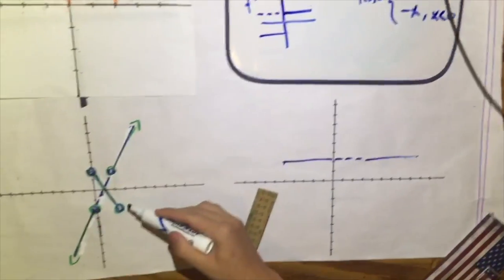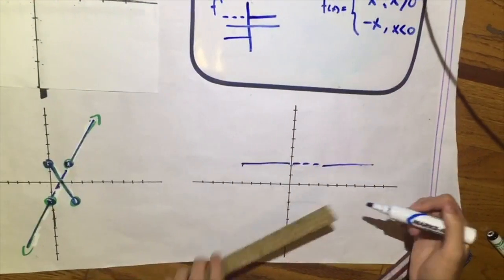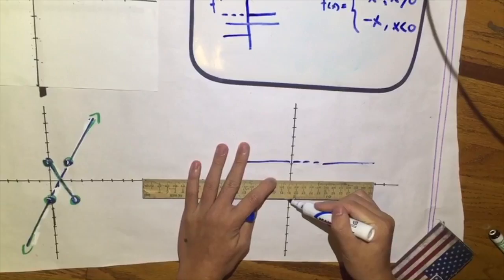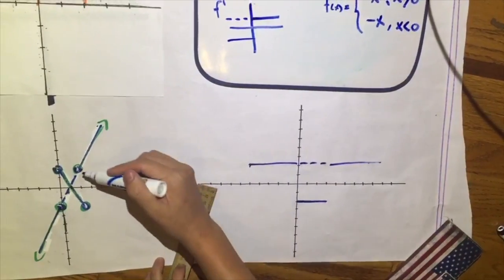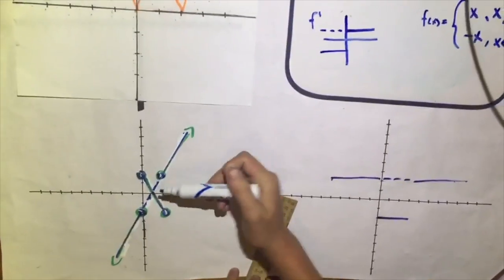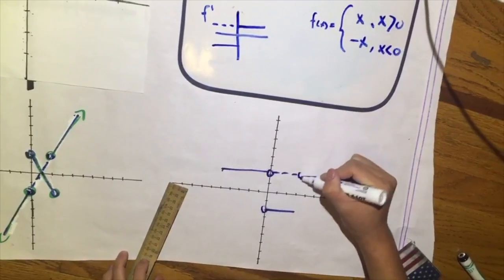Now, 0 to 2 is affected by the absolute value, as shown here and here. So we'll flip that over the x-axis. And because it's not defined at x equals 0 and 2, we will have open holes at x equals 0 and 2.